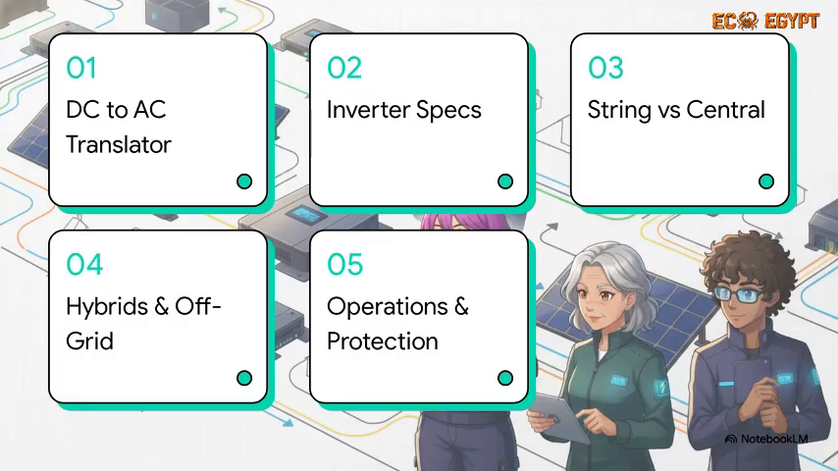Here's the blueprint for today's explainer. We'll start with the DC to AC translation, unpack those complex engineering specs, compare string versus central units, look at hybrids and off-grid setups, and then finish up with smart operations and plant protection.